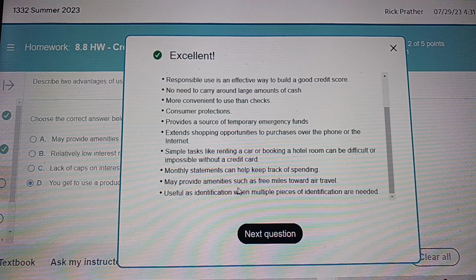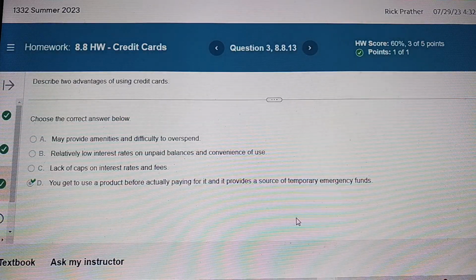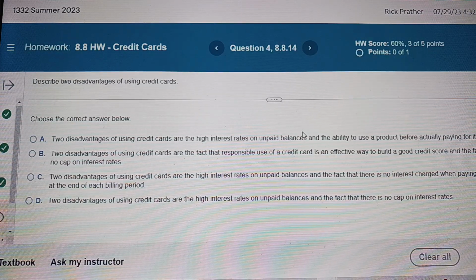May provide amenities such as free miles. Yeah, some of them give you rewards for using their credit card. And use as identification. Yeah, yep. See, there's a lot of good benefits to them, even though there's a lot of downsides too, and people go way into debt using them. Here come the disadvantages. Okay.